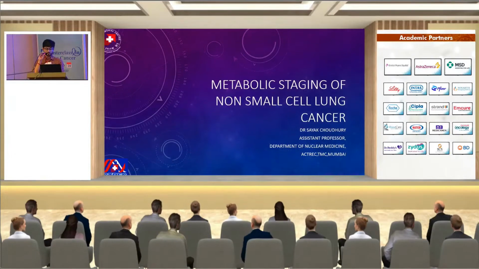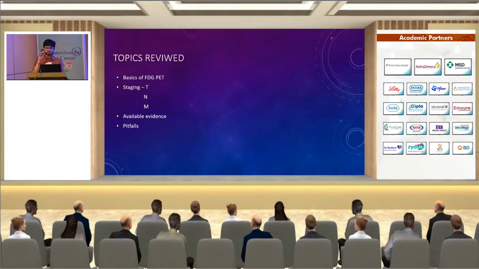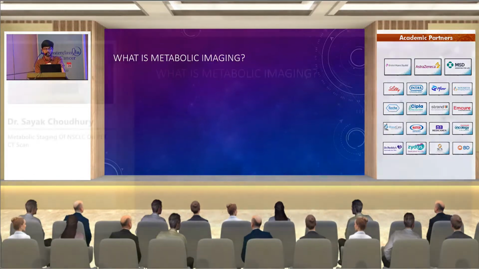So my topic is the metabolic staging of non-small cell lung cancer. The topics that will be reviewed here are very basic things: basics of FDG PET, how the imaging is done, and the role of FDG PET in determining T, N, and M staging, available evidence, and pitfalls. So we'll see some images and some ancillary findings of it.